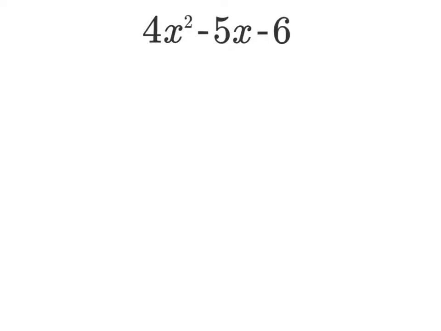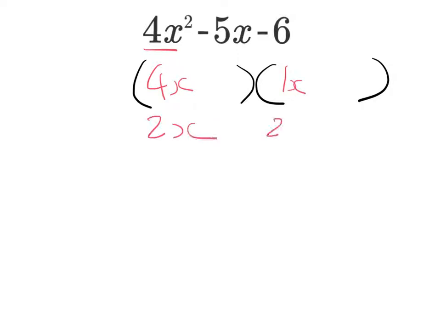This question here shows why I'm maybe not a huge fan of using the trial and error method. If we look, using the trial and error method, you've got 4x squared, so you could have 4x and 1x, or 2x and 2x. That seems straightforward enough. For the negative 6 at the end, you could have 6 and 1, or 1 and 6, or 2 and 3, or 3 and 2. So, quite a few possible combinations there.